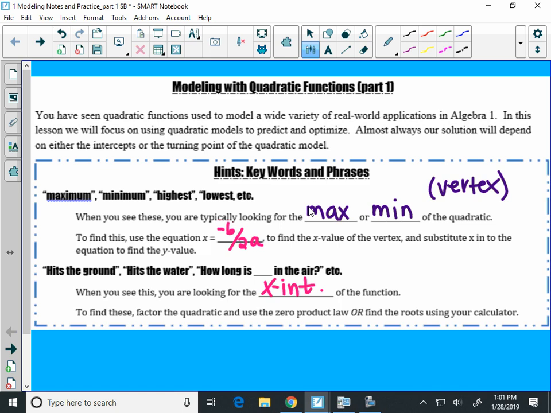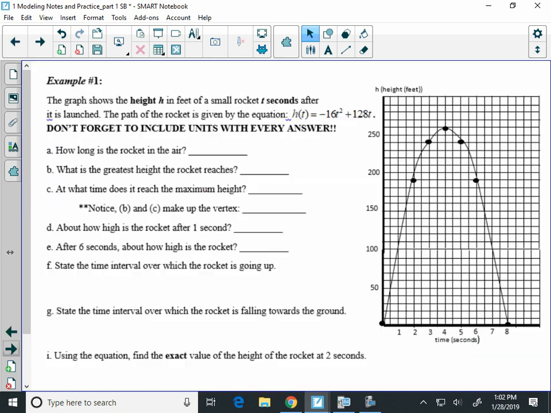So today is pretty straightforward. We're going to start by giving you a graph, then we'll make a graph, and then we'll do multiple choice. But short day, just kind of ease you into quadratics.